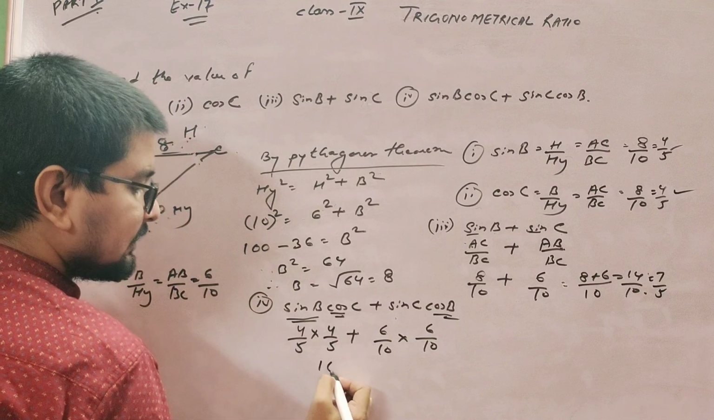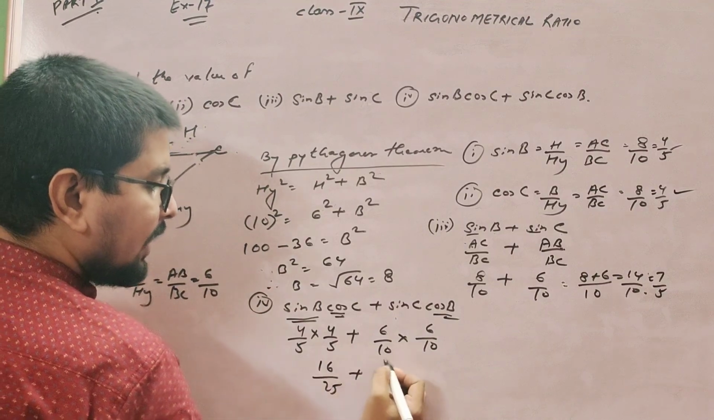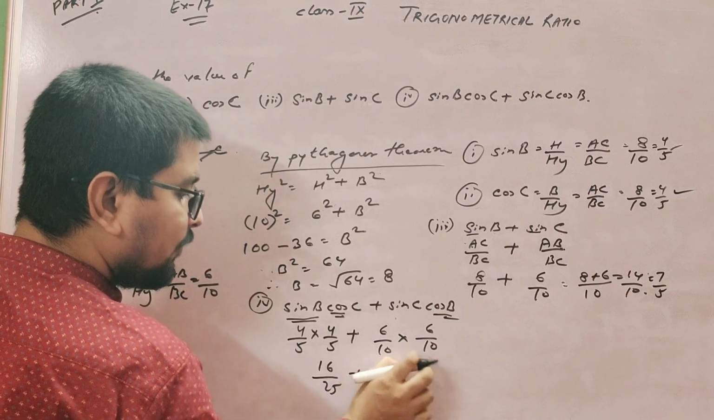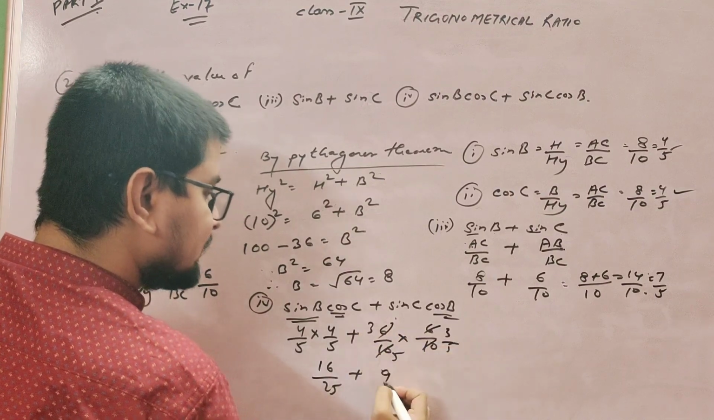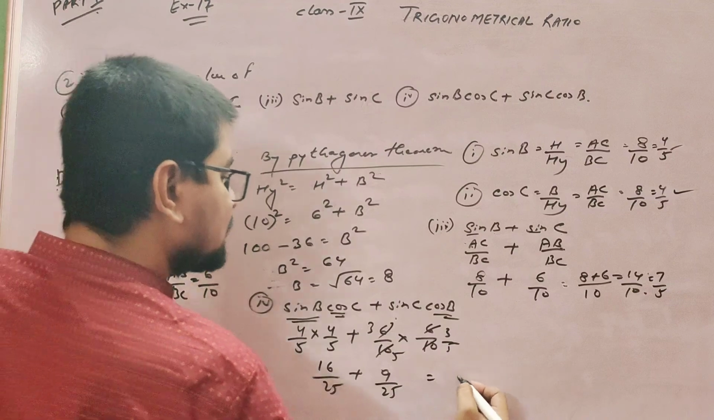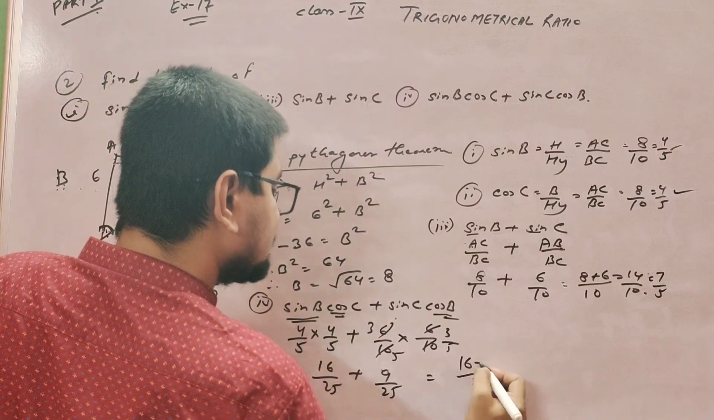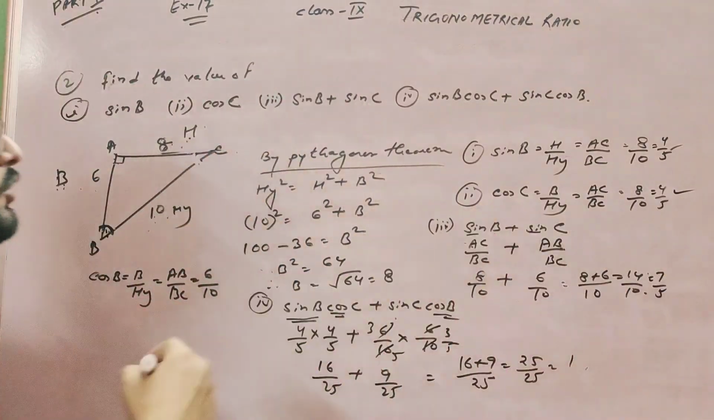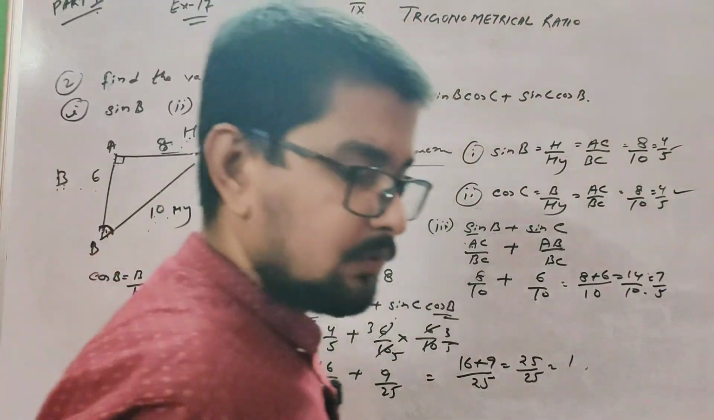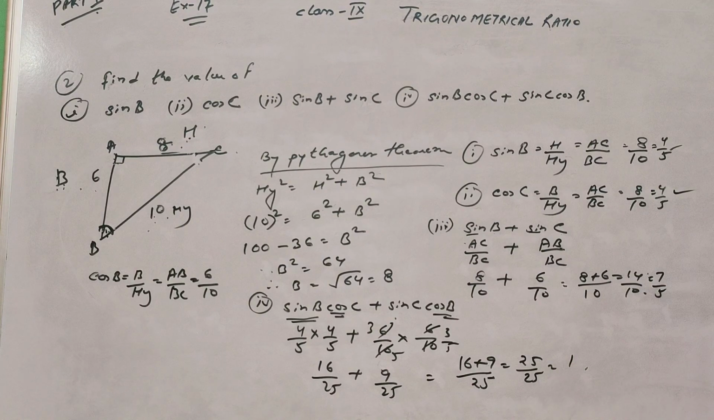Okay, this is 16 by 25, and again if you want to cut it down, that is 3 by 5 and 3 by 5. So 3 threes are 9, 5 fives are 25. So the answer is 16 plus 9, that is 25 by 25, it's 1. So the answer is 1 for this question. Okay, note.